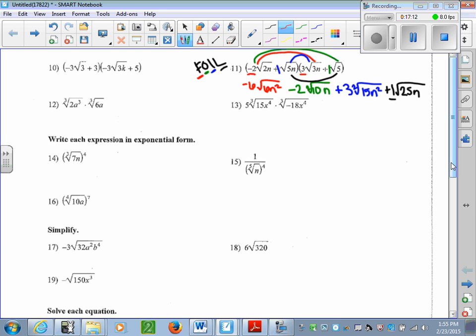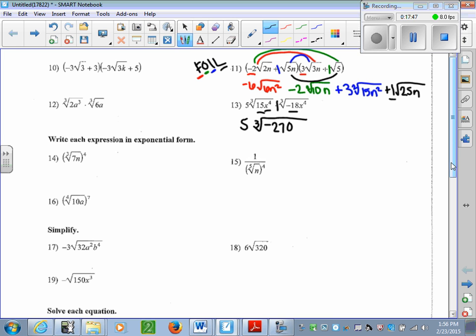All right, 13. Okay, so we have the same index, and we're multiplying radicals here. So if they have the same index, I can combine what's underneath the radical. So that's what I'm going to do first. So I'm just going to combine what's outside together and what's inside together. Remember, when I don't see my multiplier out here, I know it's a 1. So 5 times 1 gives me a 5. And then under my radical, I'm going to end up with 15 times a negative 18, which is a negative 270. Just type that in your calculator.